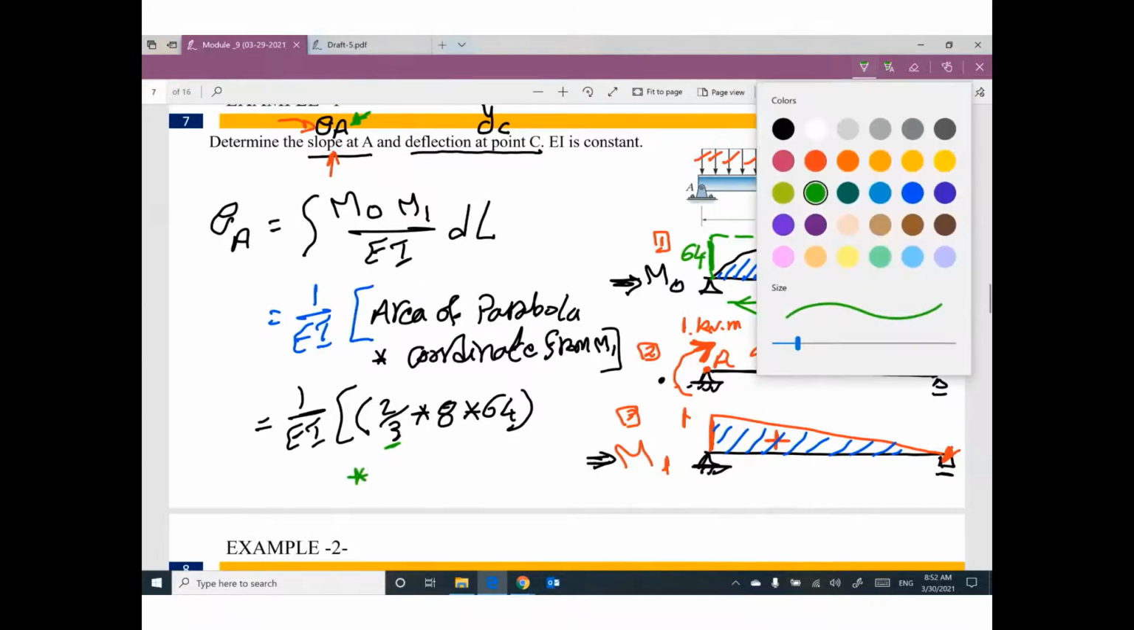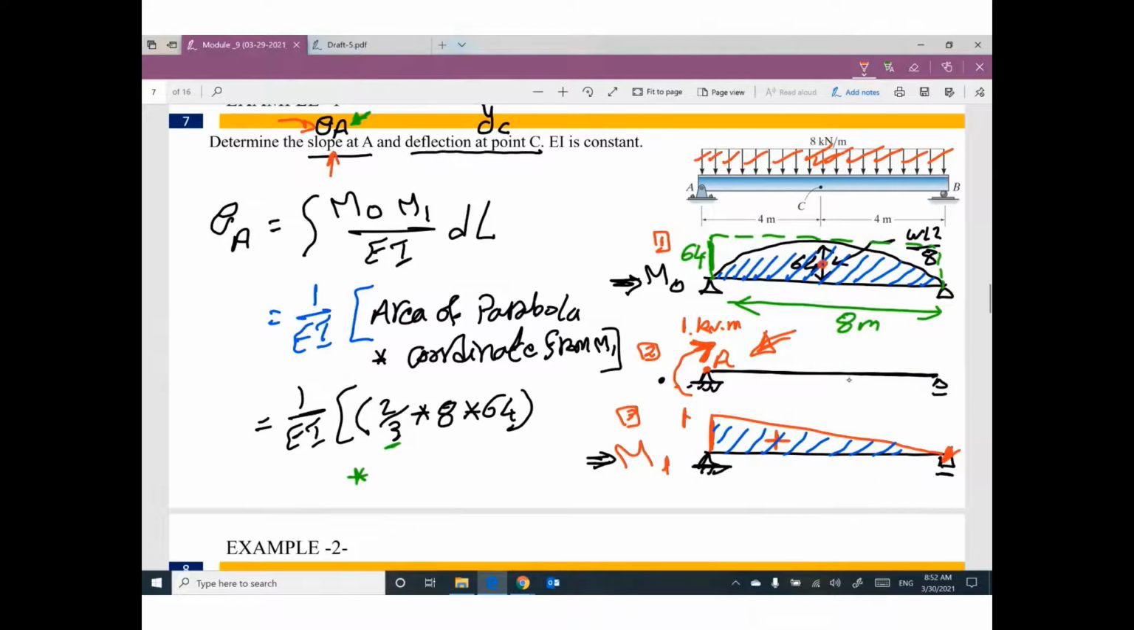Where is the center point of the parabola? Center point is here. Can you tell me what is the value of moment corresponding to this point? I think this value will be 0.5 because the value here is 1. So I will multiply it by 0.5. Your value will be 2/3 times 8 times 64 times 0.5. Your value will be 176 divided by EI. This is the value of theta at A.